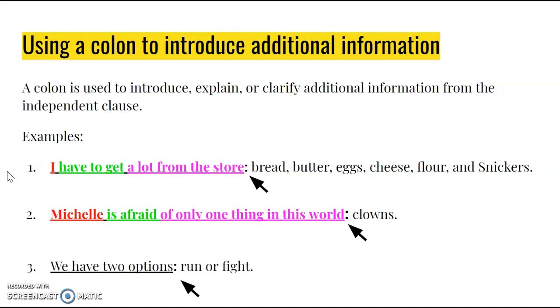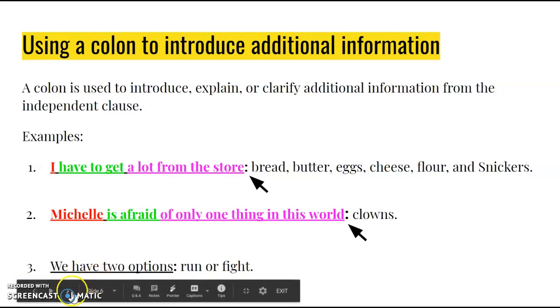We can also set up some options. We have two options. That is an independent clause, but it introduces more ideas. We have two options: run or fight.